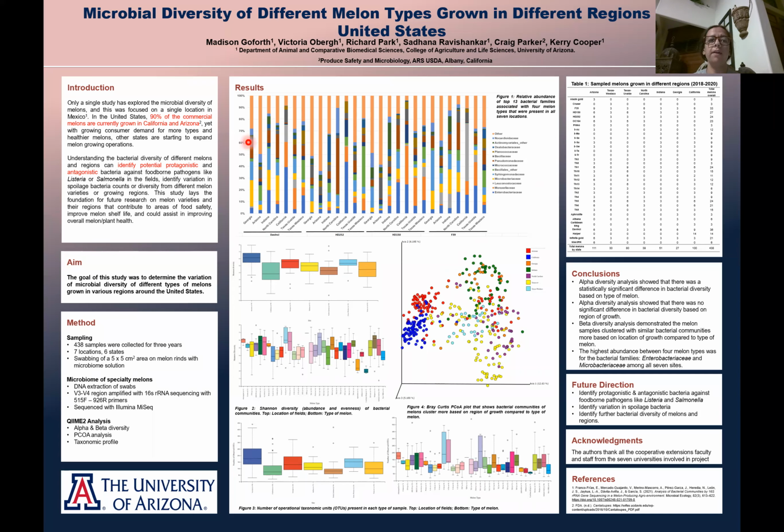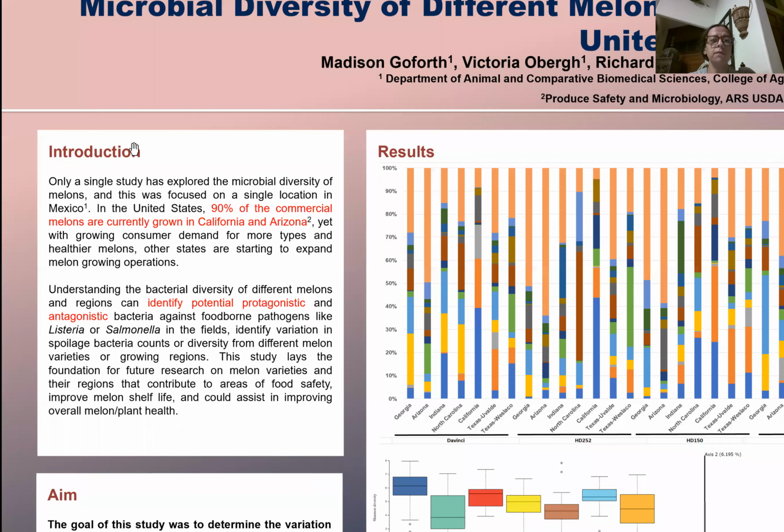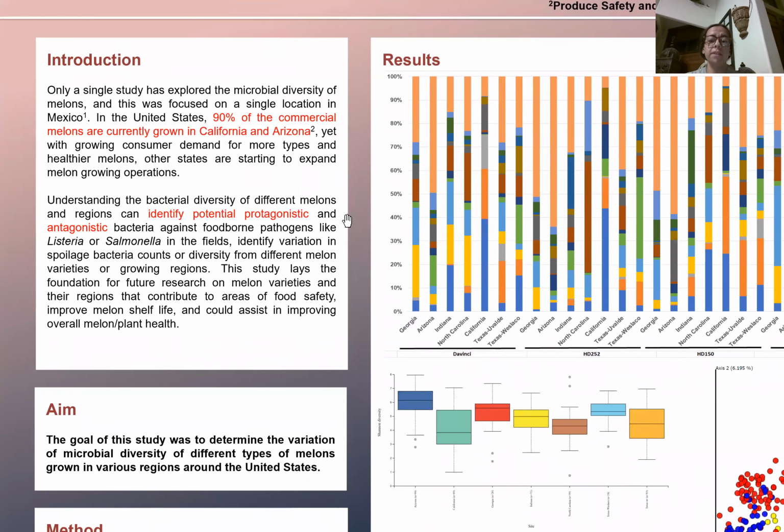So a little bit about the introduction and some background on microbial diversity. There's only been one study published on the microbial diversity of melons. However, it's only on one type of melon, cantaloupe. For that study, they did more of a field study where they swabbed hands of workers, equipment, and processing in the field instead of looking at different locations. This was a great study, though, to publish and have knowledge on microbial diversity.